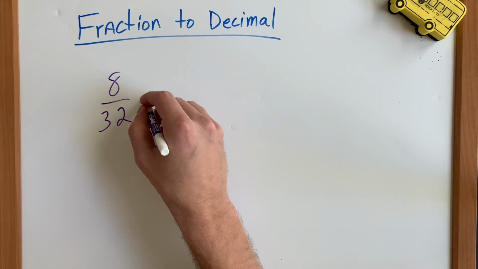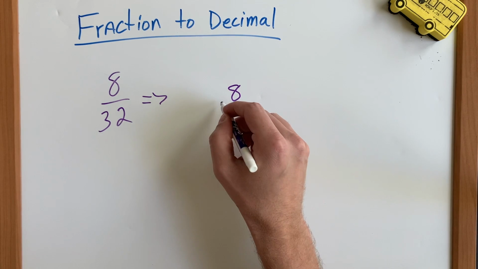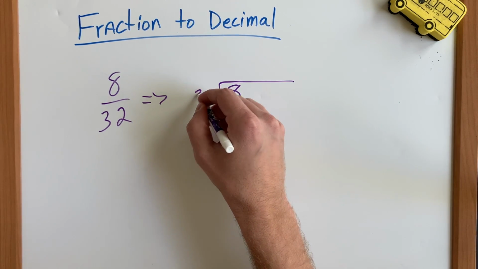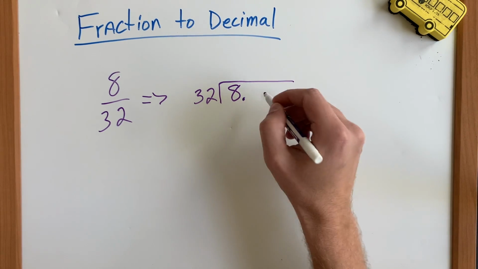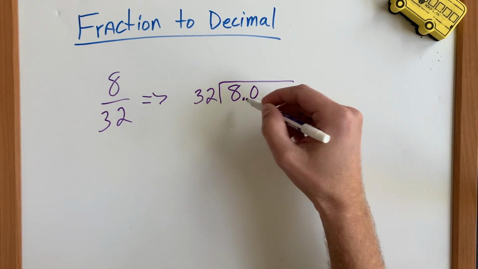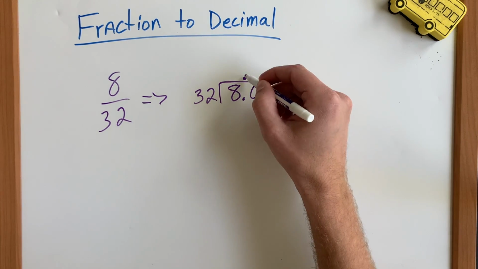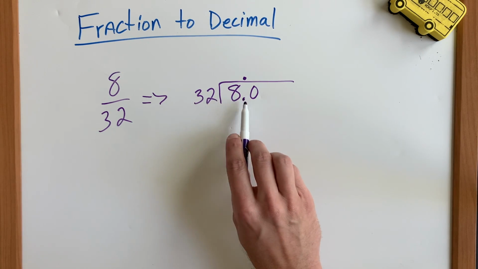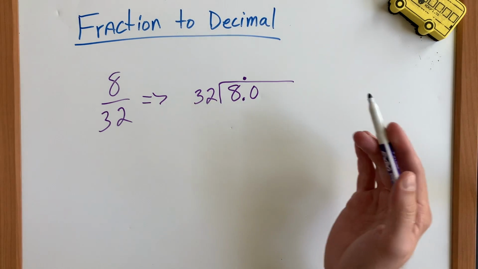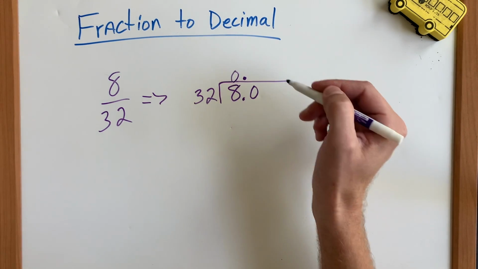That's the fraction. We are going to convert it into a long division problem by writing 8 divided by 32. Let's go ahead and put in a decimal and a placeholder 0, and we're going to move that decimal up into the quotient right away so that it's in the proper place. And now we can do this division without worrying about the decimal.